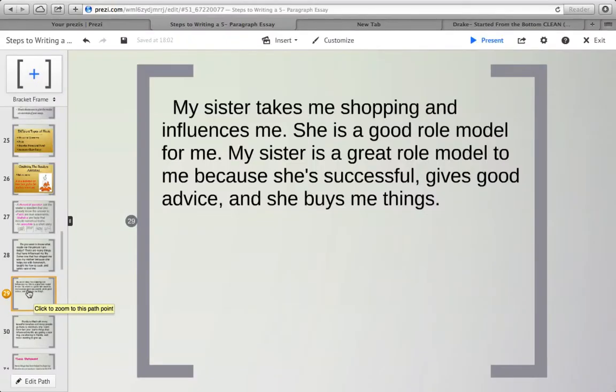So we're going to go through some of these. Let's see this first one. My sister takes me shopping and influences me. She's a good role model for me. My sister's a great role model too because she's successful, gives good advice, and she buys me things. Sounds a little bit repetitive to me. It did. Are they trying to give us an anecdote? I think that's what she tried to do.